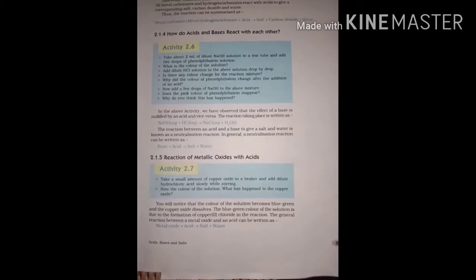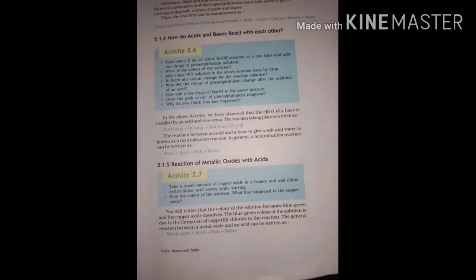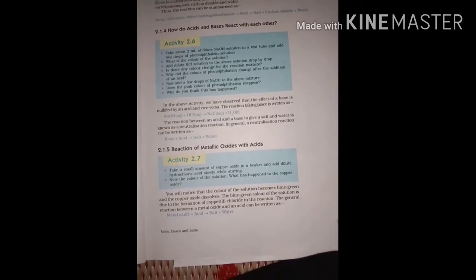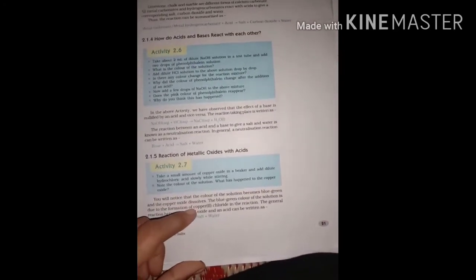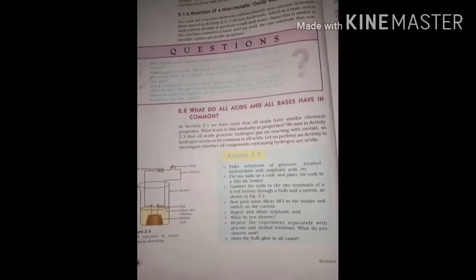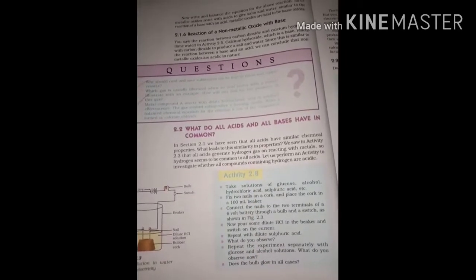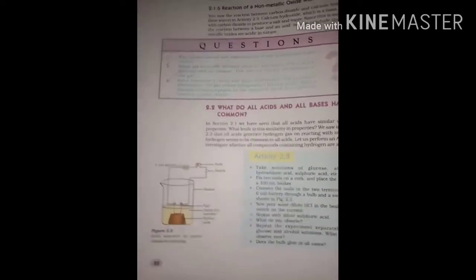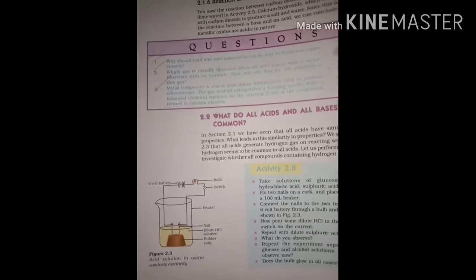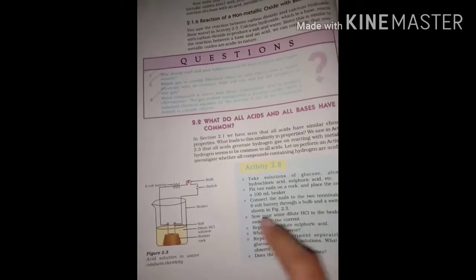Then similarly, how do acids and bases react with each other? Then the reaction of metallic oxides with acids, then the reaction of non-metallic oxides with bases. They may ask this question: what do all acids and all bases have in common? They will ask you to illustrate with an example. There you have to draw the picture and explain.